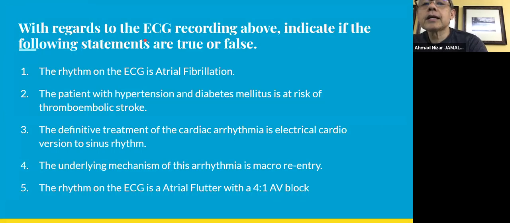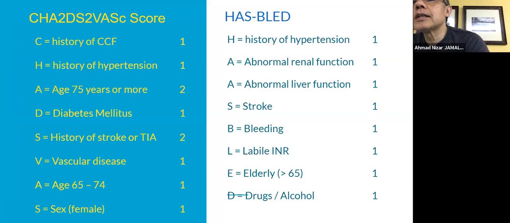So you go back to the second statement. If this patient has hypertension and diabetes mellitus, she will be at risk of a thromboembolic stroke. We discussed before that for atrial fibrillation, you would look at the CHA2DS2-VASc score. You should do the same with atrial flutter as well. The assumption is that atrial flutter increases the risk of thromboembolic stroke, because in most trials, they included atrial flutter and atrial fibrillation together. Any CHA2DS2-VASc score of more than 1 would indicate an increased risk of stroke.